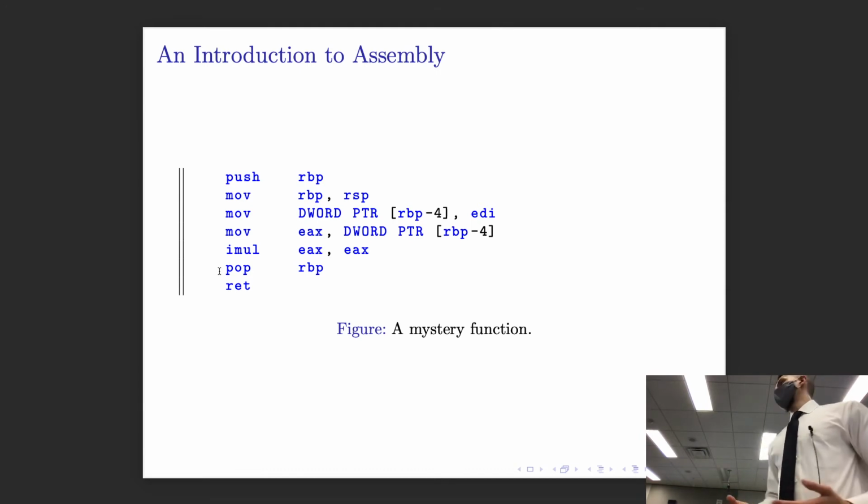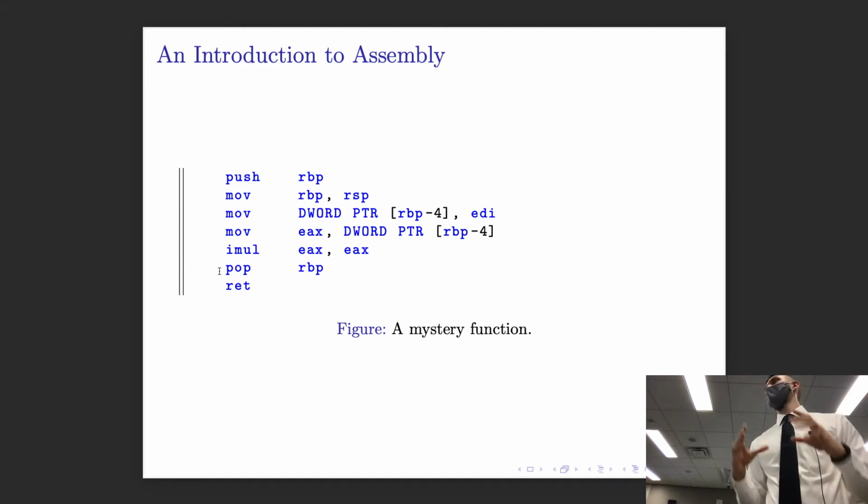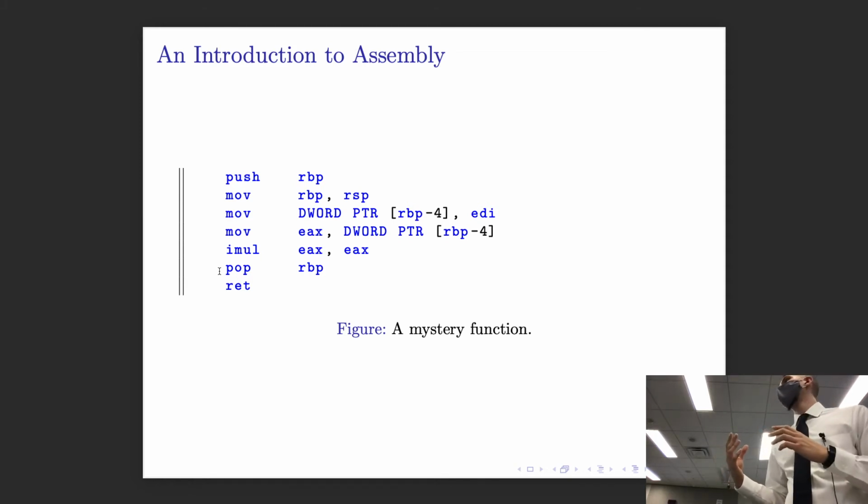All right, I labeled this as a mystery function. Does anyone want to explain or take a guess at what it does? I'll give you a hint. The IMUL instruction is kind of like the sub instruction, except instead of subtraction, it's multiplication. So it multiplies the register on the left by the register on the right. And another hint, EDI/RDI is the first argument.